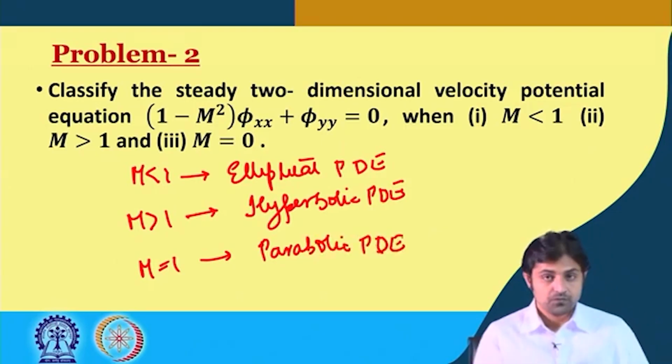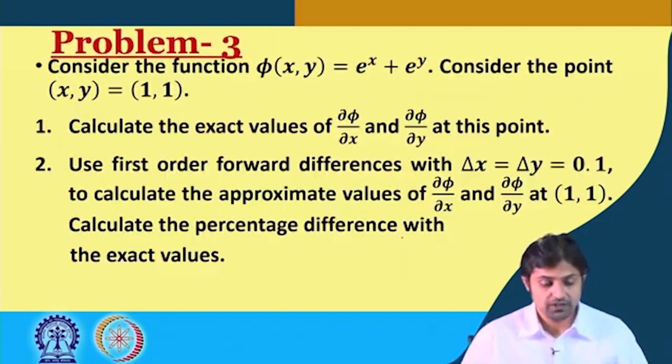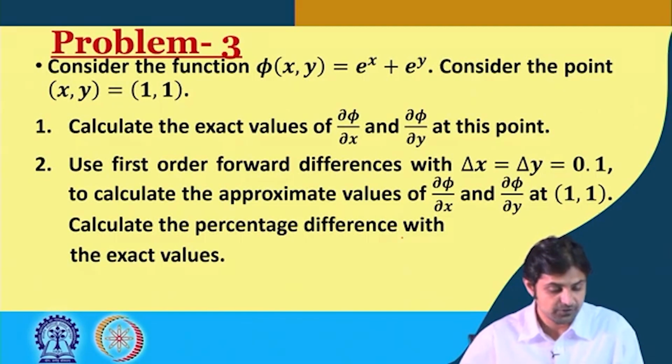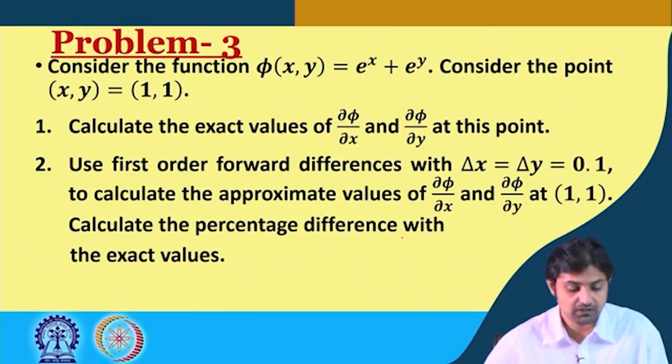Okay. So time to move onwards. We will solve another problem. So it says consider the function phi of x,y as e to the power x plus e to the power y, and we have to consider the point x comma y as 1 comma 1. We have to calculate the exact values of del phi del x and del phi del y at this point, at point 1 comma 1.